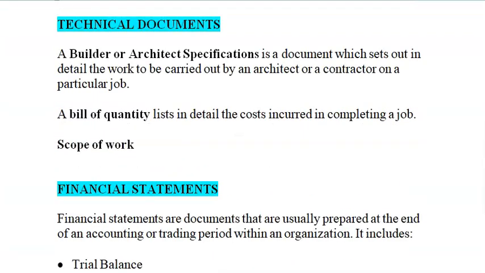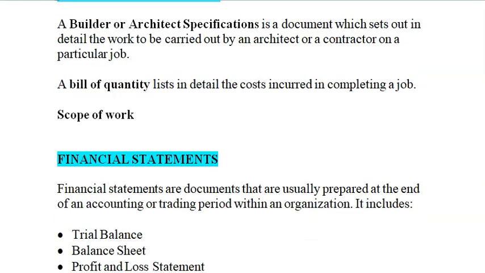Technical documents. Now we have two types of specifications. We have the builder specification and we have the architect specification. And this is basically a document which sets out in detail the work to be carried out by an architect or a contractor on a particular job. We also have a bill of quantity that lists in detail the cost incurred in completing a job. And the other technical document is one that is called scope of work.